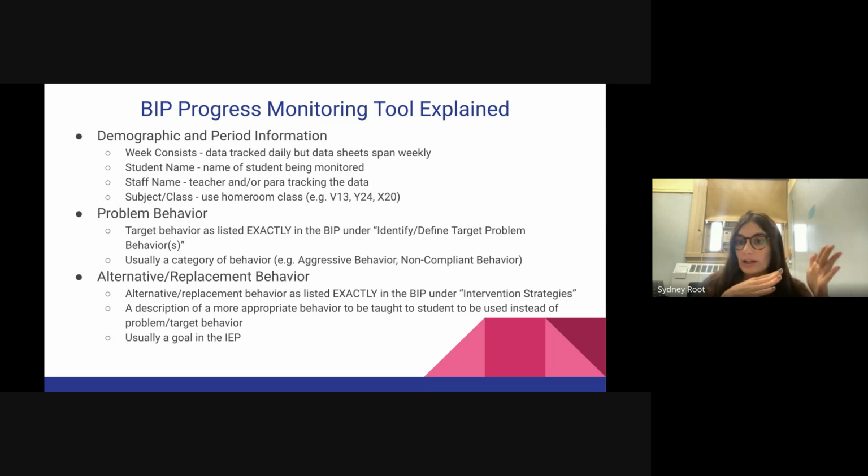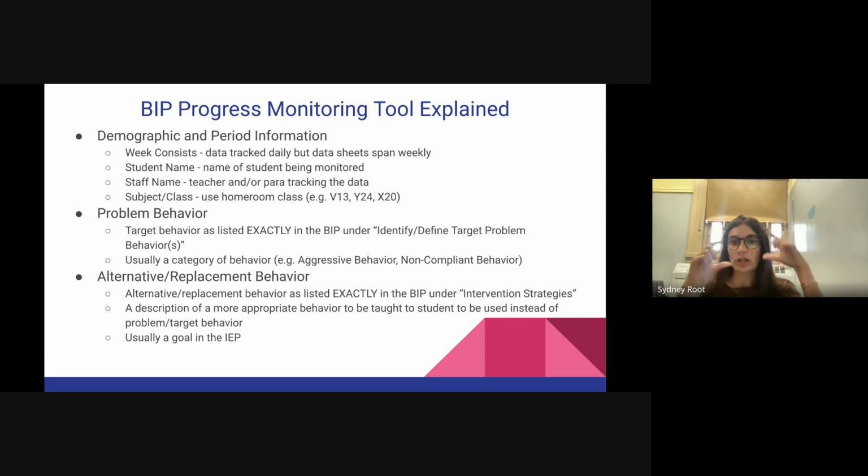If it's a 5-day week, like next week, October 7th to October 11th, you would put those dates on top. For example, this is a 3-day week, so you would put September 30th to October 2nd, and then on the sheet you would specify no school, October 3rd and October 4th. You'll also see a place for the student's name, and a place for the person tracking the data, which can be the teacher, a para in the room, or anyone who is part of the data collection. And there's a place for whatever class they're in, for example V13, Y24, X20, whatever your class number is, just so we can keep track of which class the kid's in.